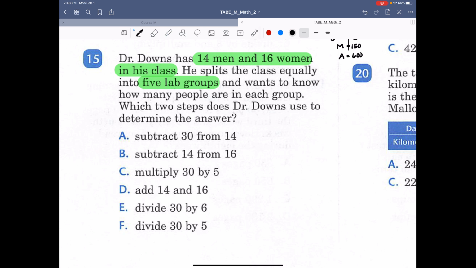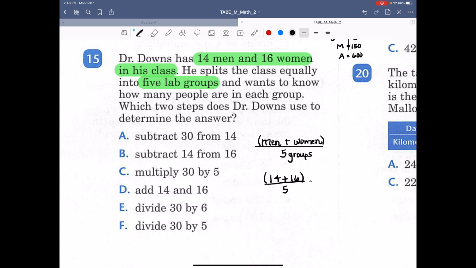So he or she, we don't know, oh, it's a he, Dr. Downs. So he's going to add the men plus the women. And then that word splits is division. So he's going to divide them into 5 groups. So first, he needs to add the men and the women, 14 plus 16. And then he will divide that by 5.